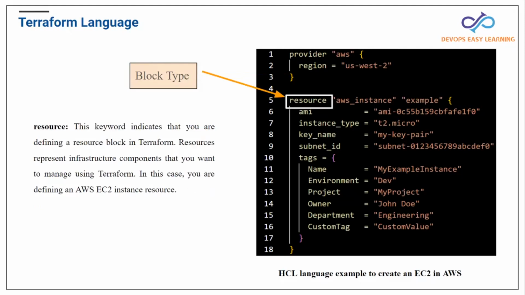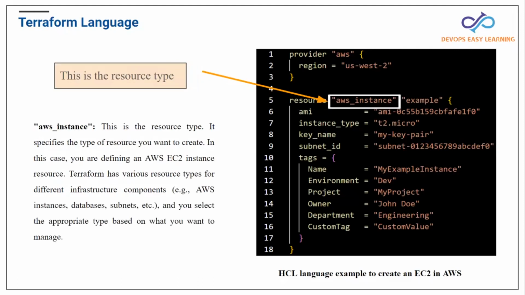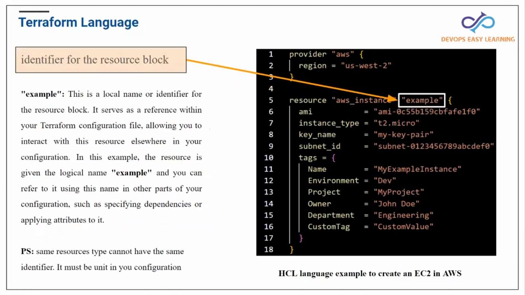And here we have the block type. The block type here is called resource. This is a keyword block type. And what resource do we want to deploy? We want to deploy an EC2 instance. This is going to change every single time based on the resource that you want to deploy. Let's say you want to deploy a VPC, an S3 bucket, or an EKS cluster. This is going to change, and you can refer to the Terraform documentation to grab the right one if you don't know. And we have here an identifier for the resource block.